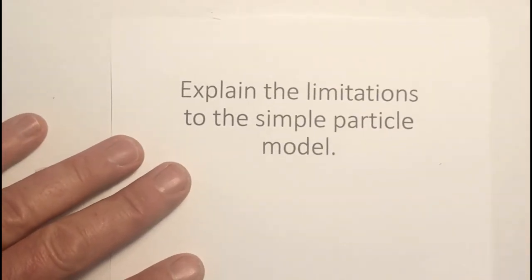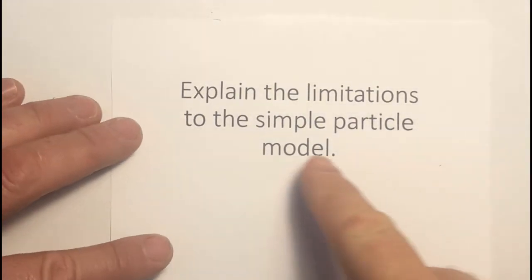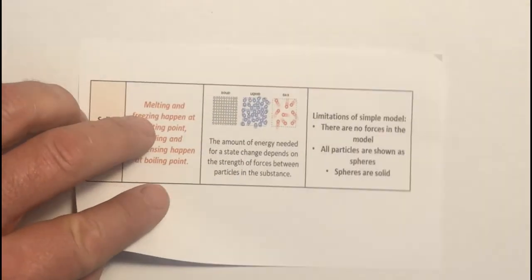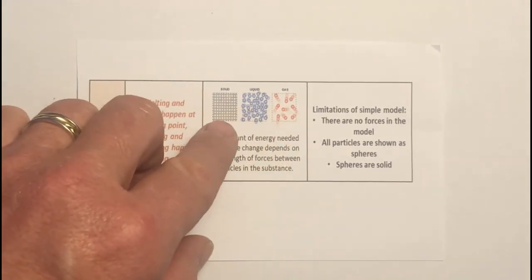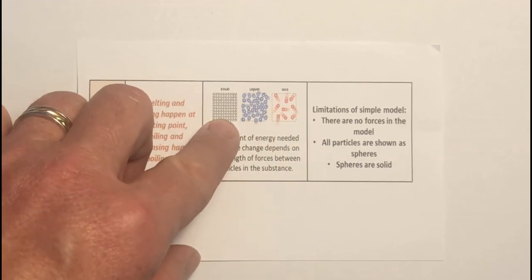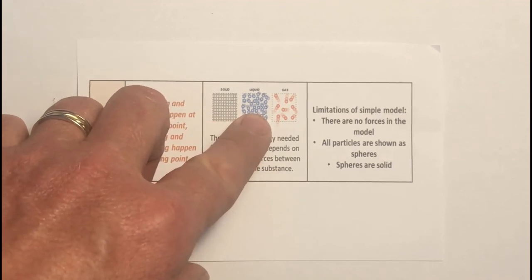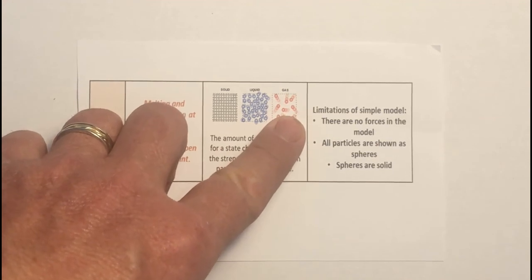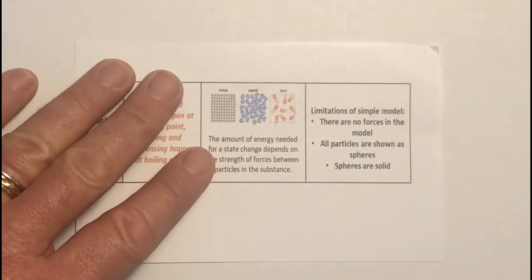Explain the limitations to the simple particle model. To answer this question, you firstly need to explain what the simple particle model is. The simple particle model is where you have solid, liquid and gas, and they are shown as individual particles. Solids, nicely arranged in straight lines. Liquids, moving around a little bit, but still with forces between them. Gas, very, very small forces between them, and moving around rapidly. That's then your simple particle model.